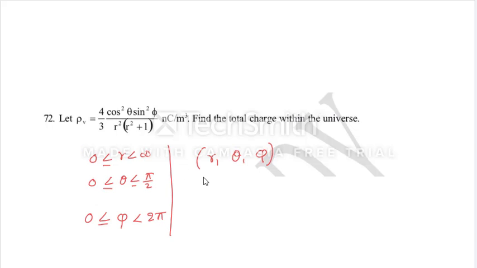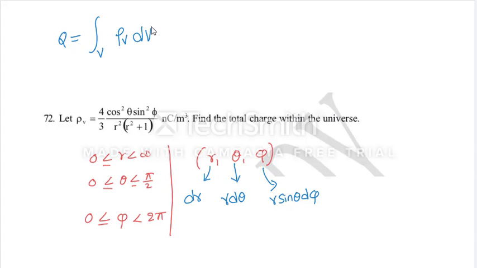Now, change in length along r direction is what? dr. Along theta is what? r d theta. Along phi is r sin theta d phi. Now, so my total charge, which is given as what? Total charge is given as volume integration of rho v into dv, isn't it? Volume integral of rho v into dv is my total charge.